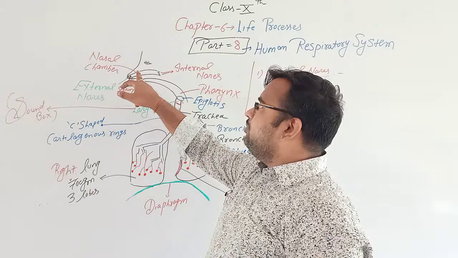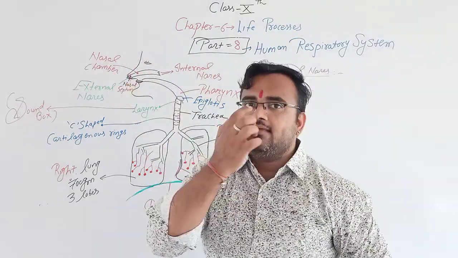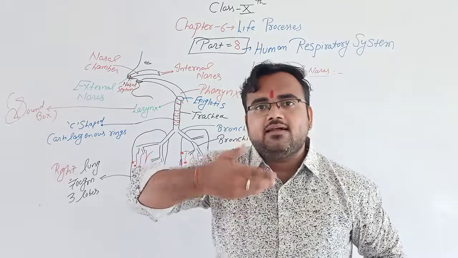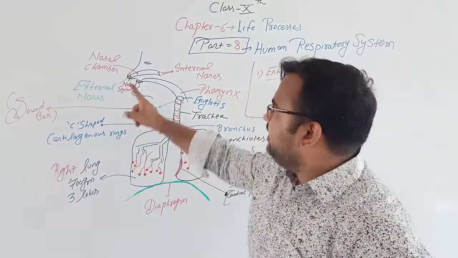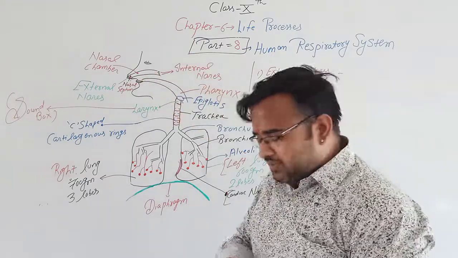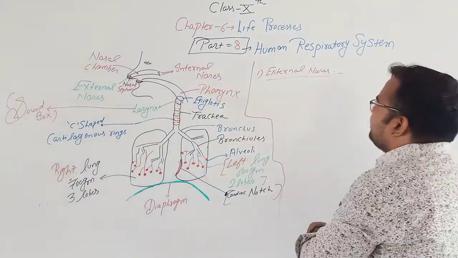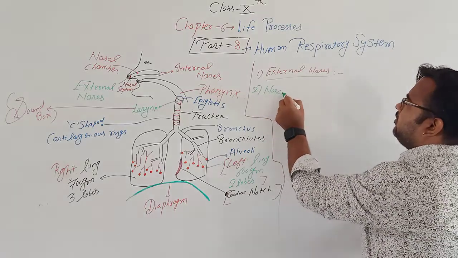Then the air follows one path after the external nares, and enters into the cavity which is known as the nasal cavity. Then there are two structures which are present in the nasal cavity.